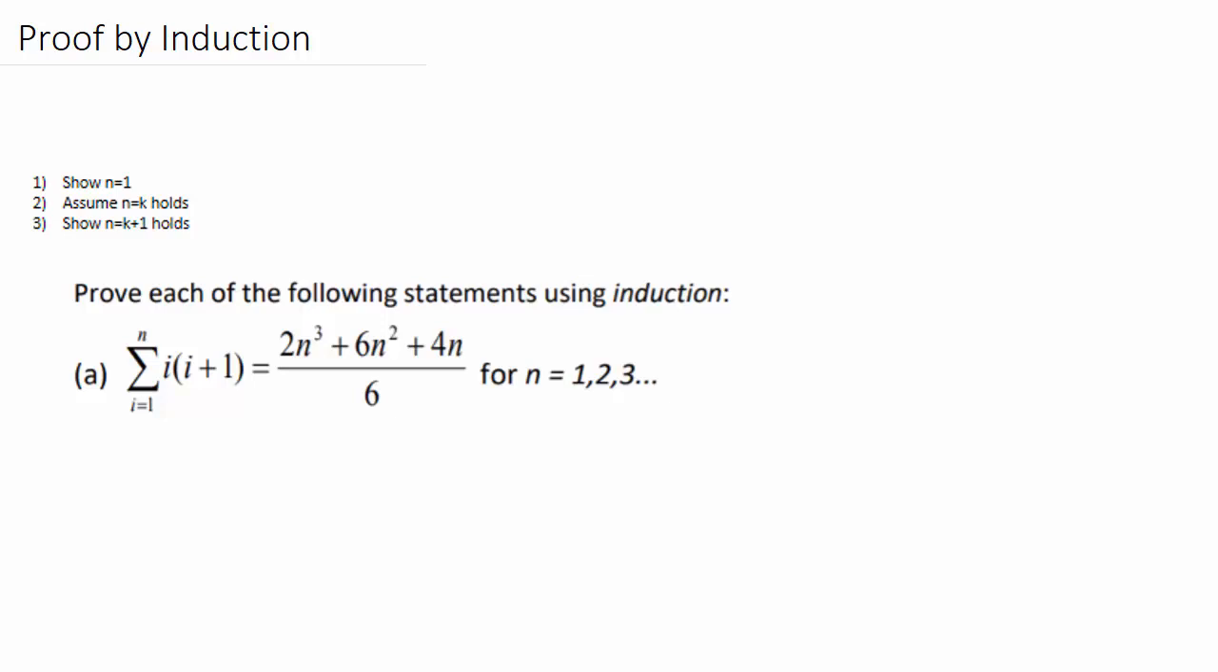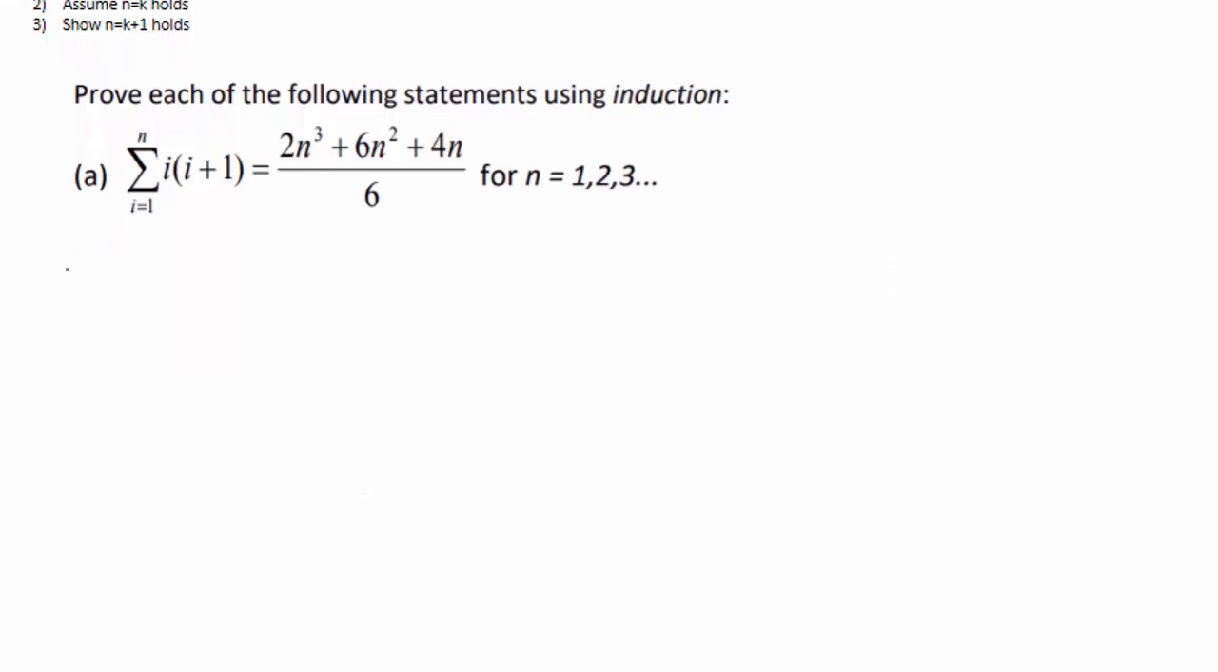Okay, I'm going to do an example of a proof by induction of a finite series. Just remember for induction, the first step is to show that n equals 1. Then you want to assume that n equals k holds, where k is some number, usually an integer. And then we show that n equals k plus 1 holds. So this is the basis step. This is sort of like the hypothesis, and this is the induction that's going on.